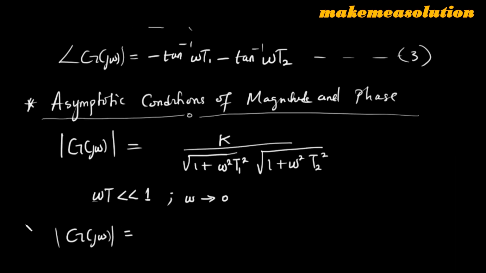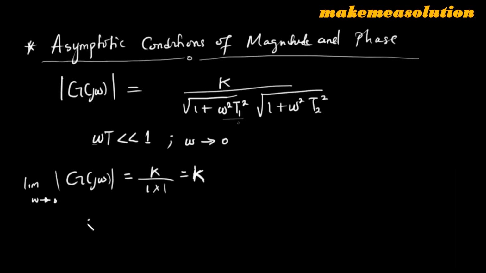approximately, or the limiting value of the magnitude as omega approaches 0, you see that this term will be very small, so you can just neglect it. 1 plus 0 and 1 plus 0. This term will approach 0 and this term will approach 0, so we'll just be left with K all over square root of 1 times square root of 1, which is K all over 1 times 1, which is K. So the limiting magnitude of G of j omega as omega approaches 0, or if omega t is far less than 1, you're going to get K.